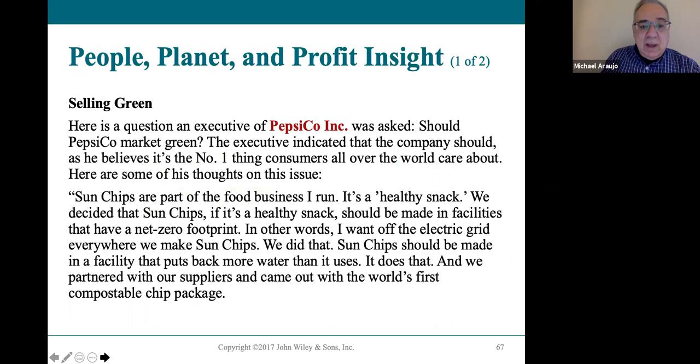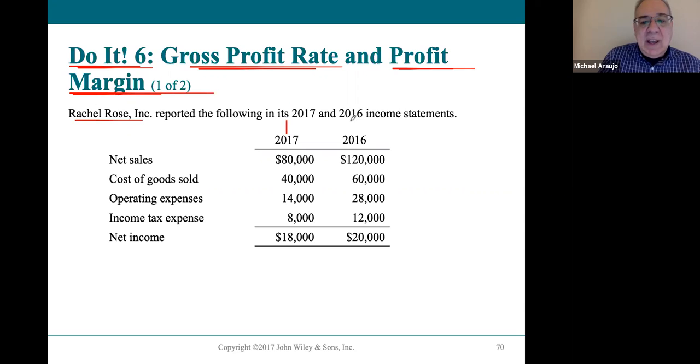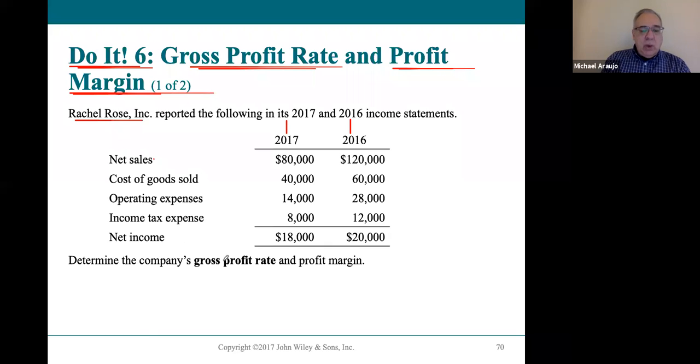When you look at the do it exercise here for objective 6, we're only looking at the gross profit rate and what we call the profit margin, which back in the day we used to call the net profit margin. But anyway, it's the same. So again, the gross profit rate is gross profit over net sales, and profit margin is net income over net sales. Here we have a company, Rachel Rose, and this is the information for 2017 and for 2016, both for sales, etc. So they're asking us, first of all, what is the gross profit rate?